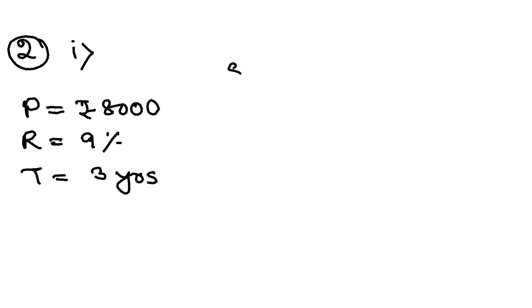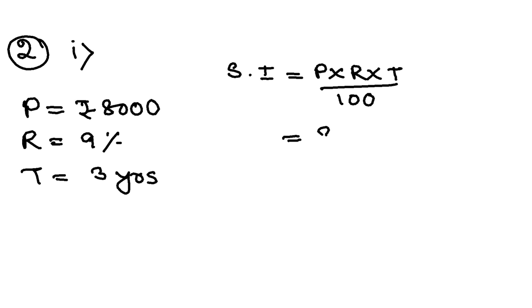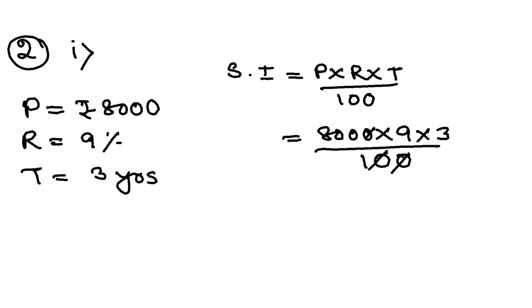So my simple interest, by applying the formula P into R into T by 100, will give us 8,000 into 9 into T, which is 3 years, by 100, cancelling the zeros. So I have 80 into 27. If you multiply, you will get rupees 2160. So this is my simple interest, or in simple words, interest.